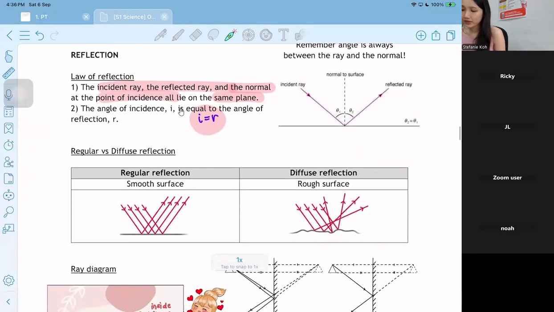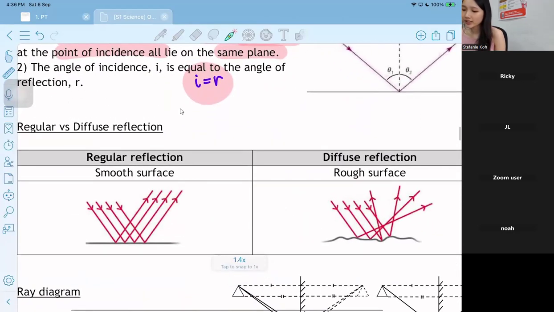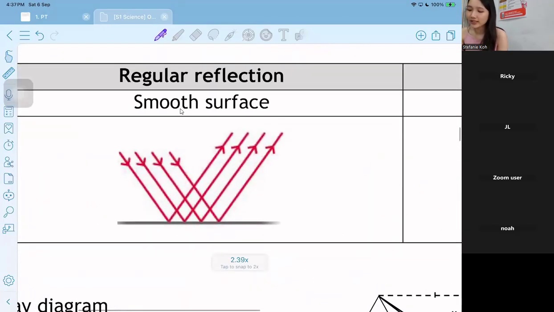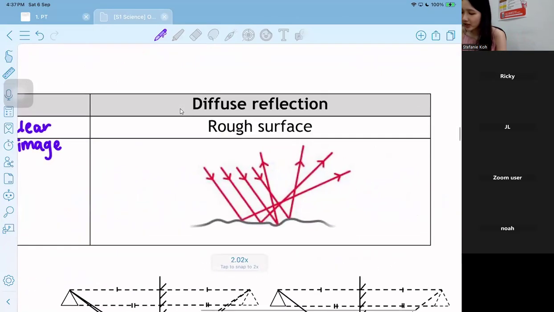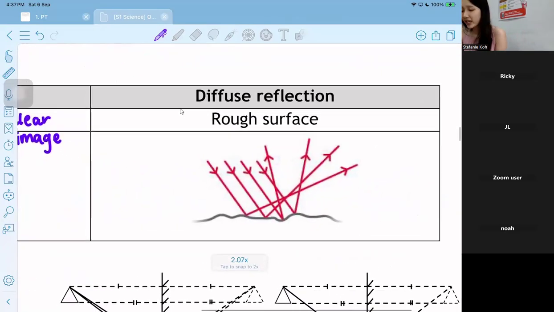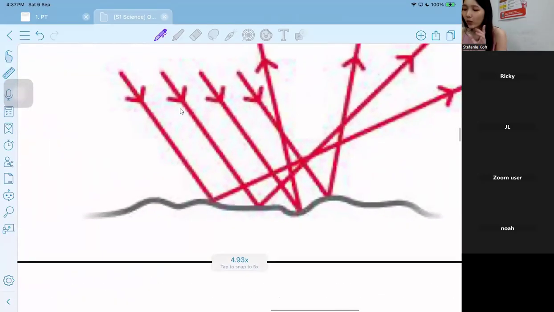Understand? Okay. Next, regular versus diffuse reflection. When you have a smooth surface, they reflect nicely at the same angles. That's how you get a clear image. If it's rough, like the walls, then you won't get a clear image or a clear reflection. So they call it diffuse reflection, and you can tell they reflect in every other angle. But one thing does not change: I and R do not change. I is always equal to R.